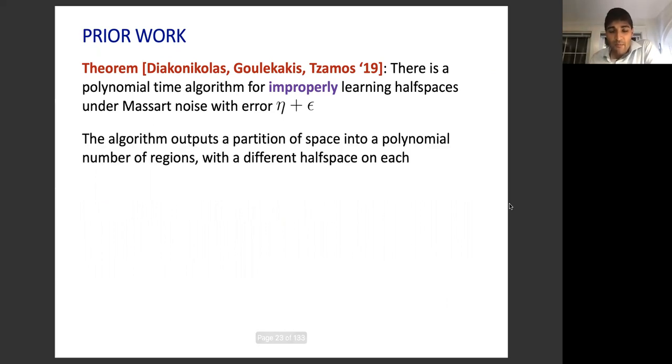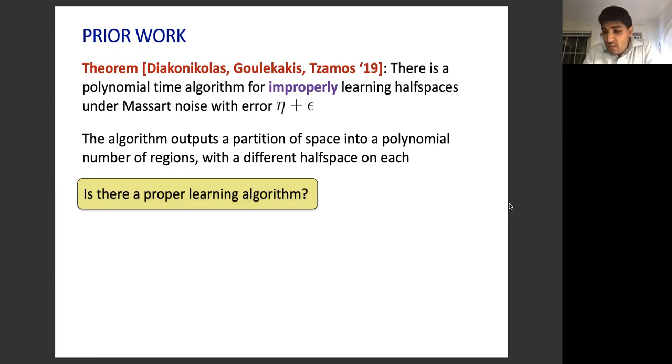One of the things that I want to emphasize is that what makes this algorithm improper is the fact that even though there's a half space that fits the data very well, they don't necessarily output a single half space. Instead, what they output is much more complex, because what the algorithm does is it cuts up space into a polynomial number of regions, and there's a potentially different half space on each one. So in fact, this is kind of a big bottleneck in actually running these algorithms, because it's a very large number of regions that you cut space into, or even to describe the hypothesis that you output.